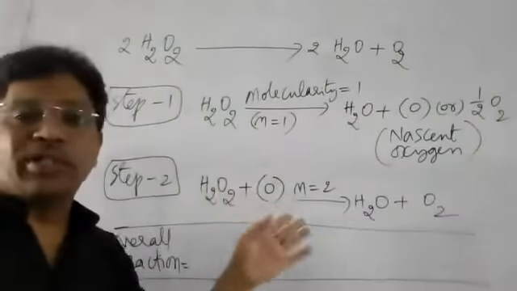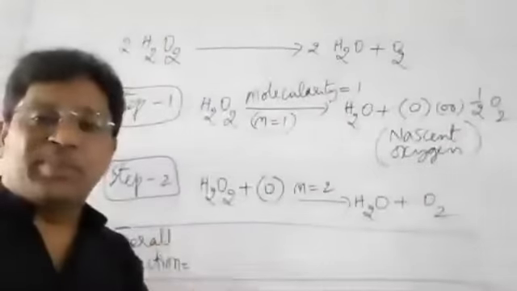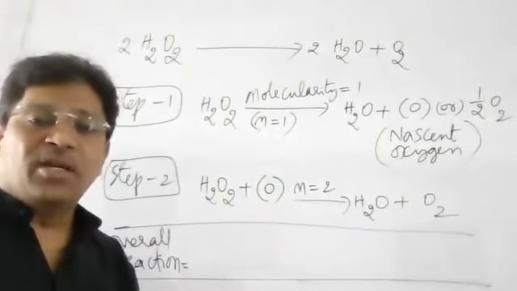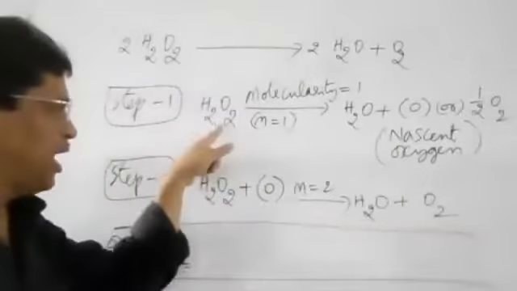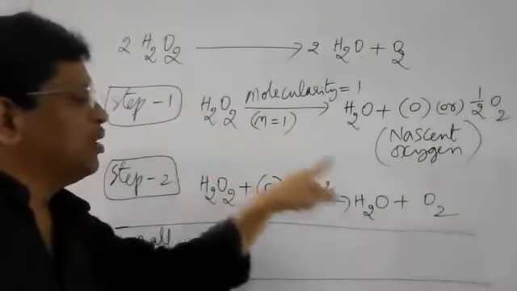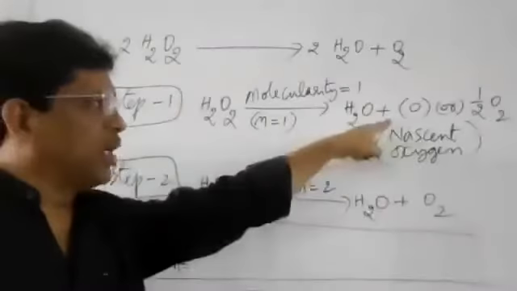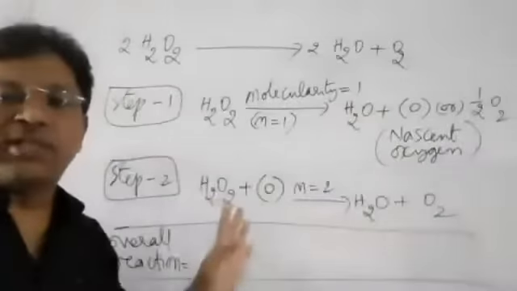When we add two equations, we have to cancel any common species available on opposite sides. Suppose here are the reactants and in this step the products. Reactants of the first step and products of the second step should be cancelled if there is anything common. And products of the first step and reactants of the second step should be cancelled if any common things are there.